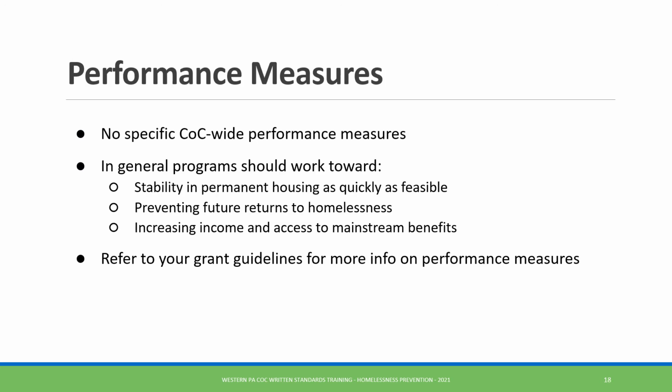In terms of performance measures, please note that there are no specific CoC-wide performance measures for homeless prevention. However, in general, programs should work toward stability in permanent housing as quickly as feasible, preventing future returns to homelessness, increasing income and access to mainstream benefits. And you can refer to your grant guidelines for more information on performance measures and targets.